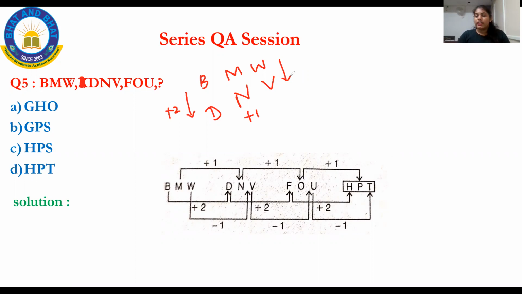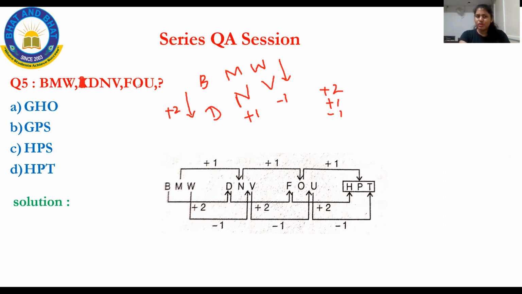See here: A, B, C, D, E, F, G, H, I, J, K, L, M, N, O, P, Q, R, S, T, U, V. V is before W. How many letters have I skipped? Only one. So it is minus 1. I have got the logic: plus 2, plus 1, minus 1.